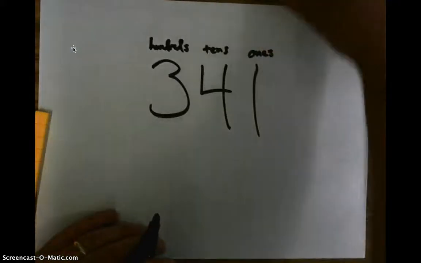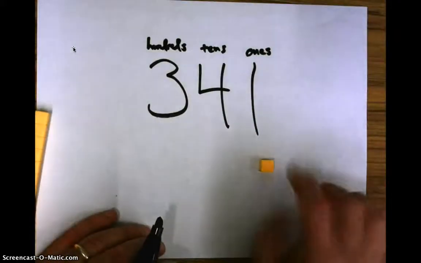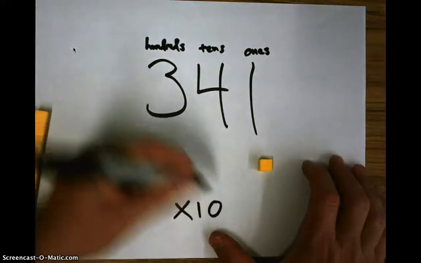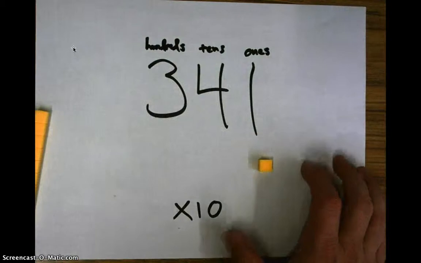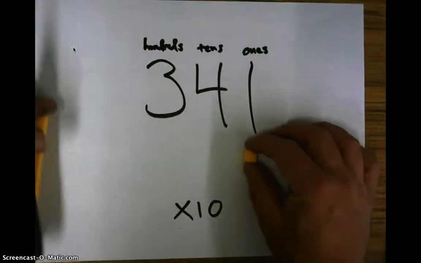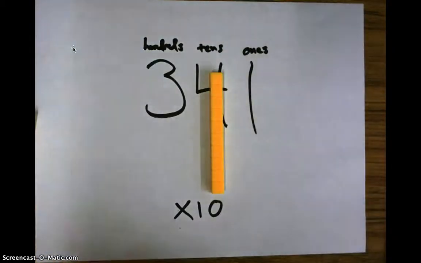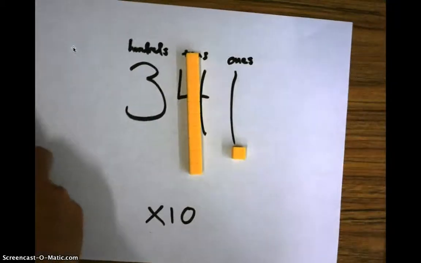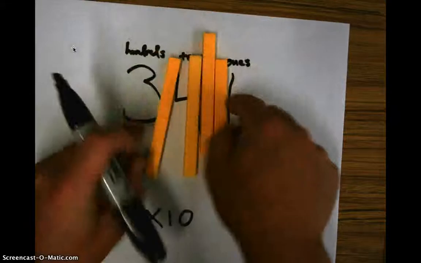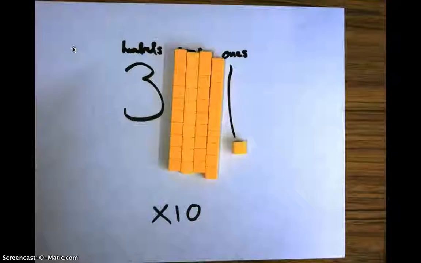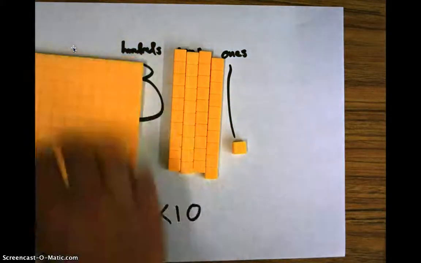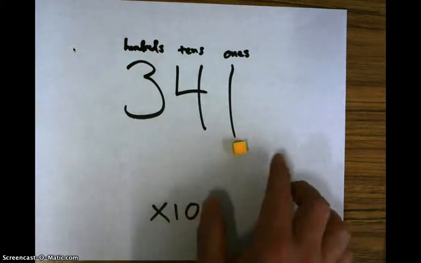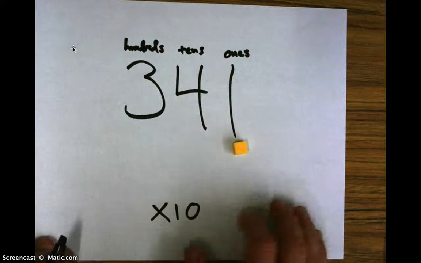Well, if I'm in the ones place, and I multiply that times 10, I would now be in my tens place. And all I've done is trade this in for one of these. So this number here would actually be 341. So I would have 3 of the hundreds, 4 tens, and 1 one. To move back and forth, I'm going to go times 10.